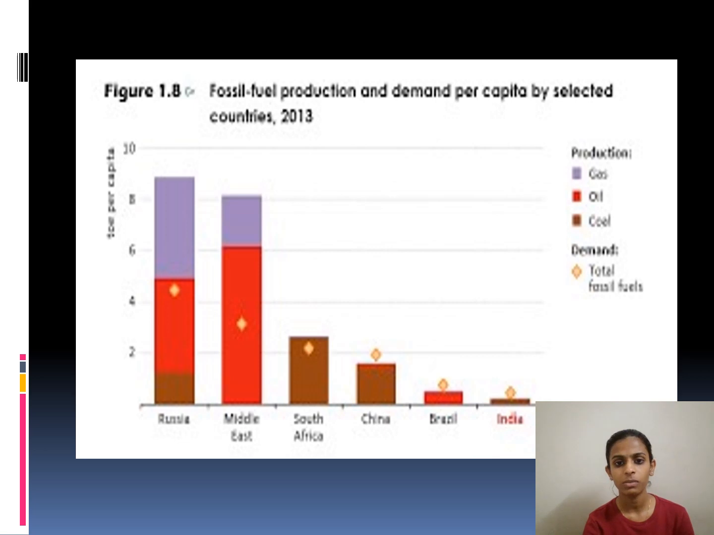So this is the fossil fuel production and demand per capita by selected countries in 2013. Middle East, South Africa, China, India, Russia, as shown in the given figure.